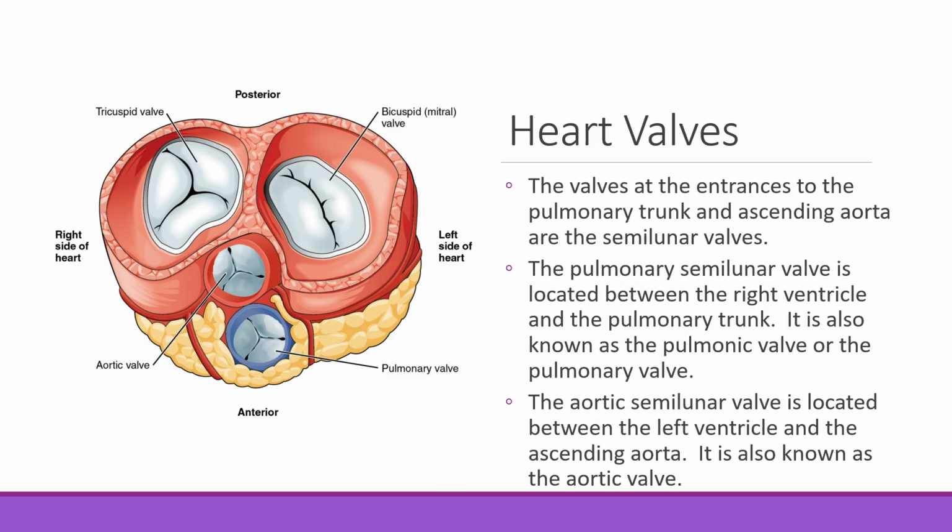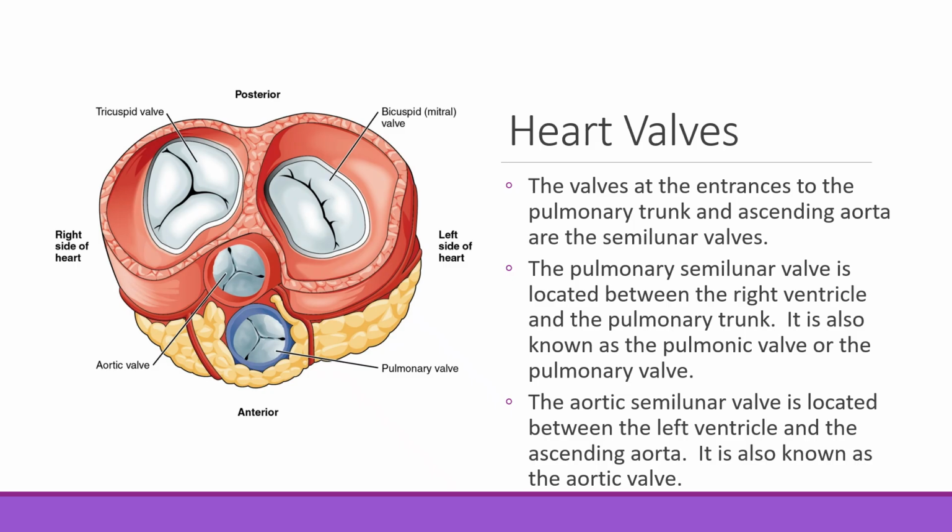All right, the other two sets of valves. If you look in the middle of our picture, you see one that's in the aorta and one that's in the pulmonary trunk, the red and blue below that. Those are the ones I'm talking about. Those are called the semilunar valves. They're called semilunar because they look like three half moons.